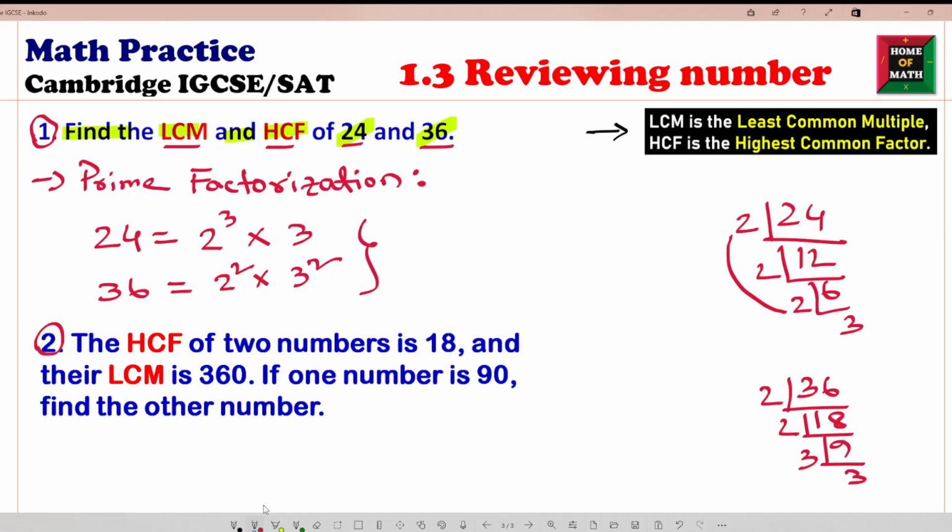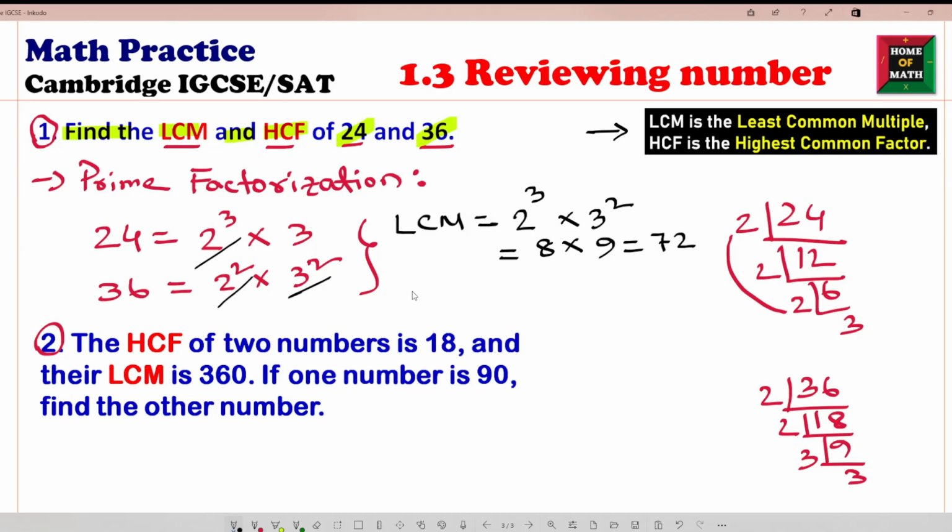So what will be the LCM? LCM, we know we will take all common and uncommon things. So here is 2 square and here is 2 cube. So 2 square and an additional 2 we will take. So it means 2 cube and 3 square. So LCM is what? 2 to the power 3 means 8 and 3 square means 9. So answer is 72. Right?